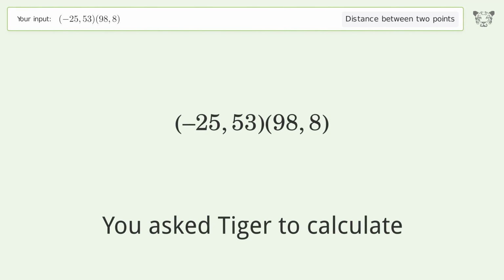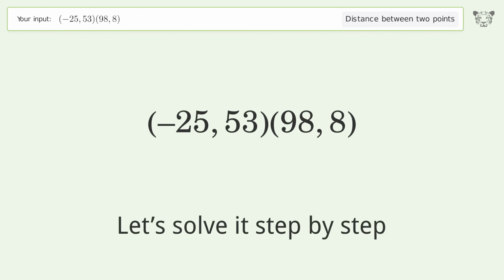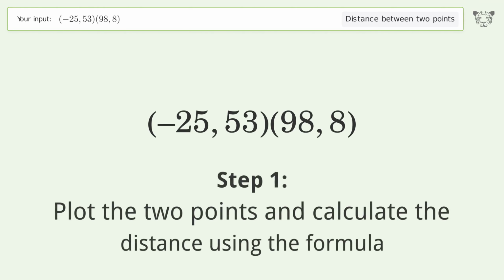You ask Tiger to calculate. This deals with the distance between 2 points. The distance between the 2 points is the square root of 17,154, or 130.973. Let's solve it step by step. Plot the 2 points and calculate the distance using the formula.